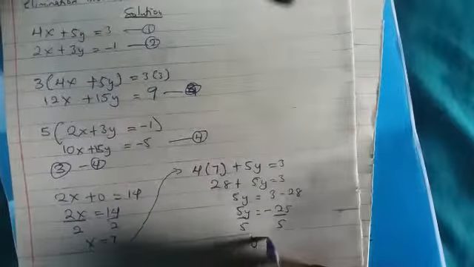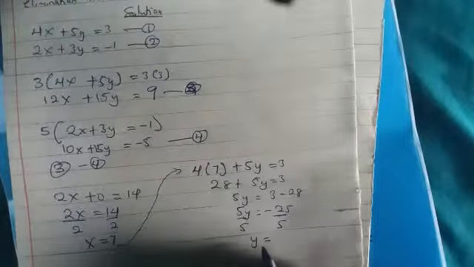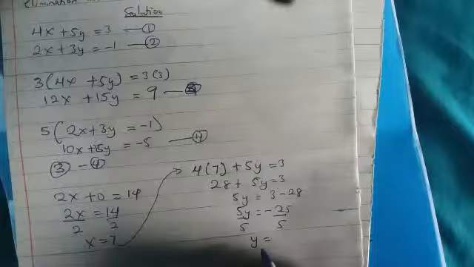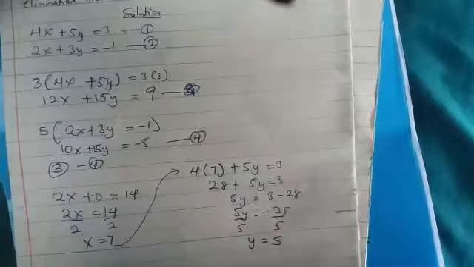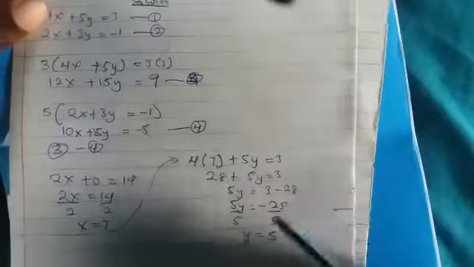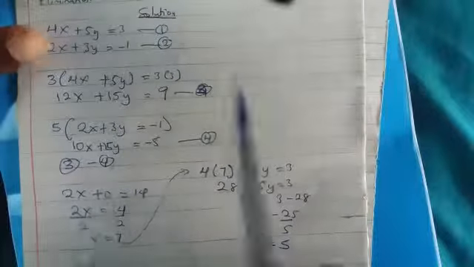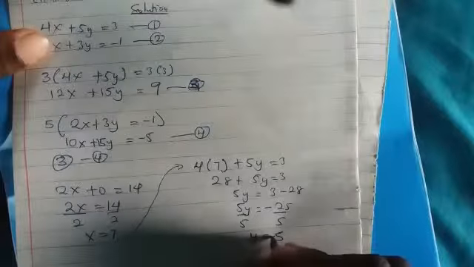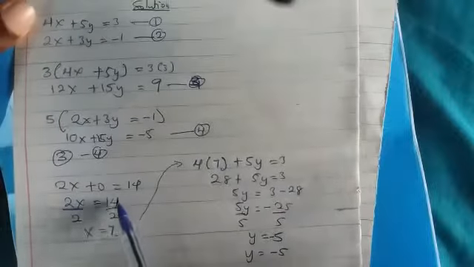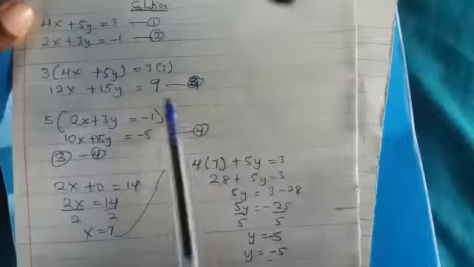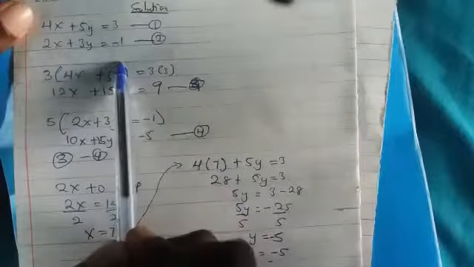And then we have our y is equal to minus 25 divided by 5, which will give us minus 5. Okay, so that is the values for x and then y. So our y is equal to minus 5. So you realize that when you substitute in 7 and then minus 5 into our equation 1 and 2, you get 3 and then minus 1.